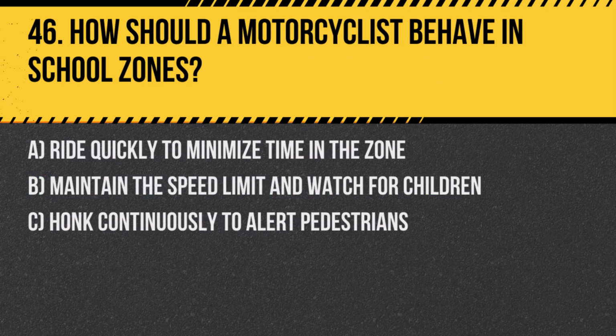Question 46. How should a motorcyclist behave in school zones? A. Ride quickly to minimize time in the zone. B. Maintain the speed limit and watch for children. C. Honk continuously to alert pedestrians. Answer: B. Maintain the speed limit and watch for children. Riding cautiously in school zones enhances safety for all road users, especially children.